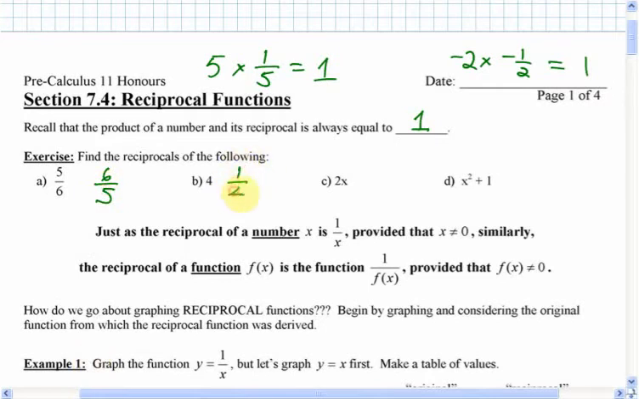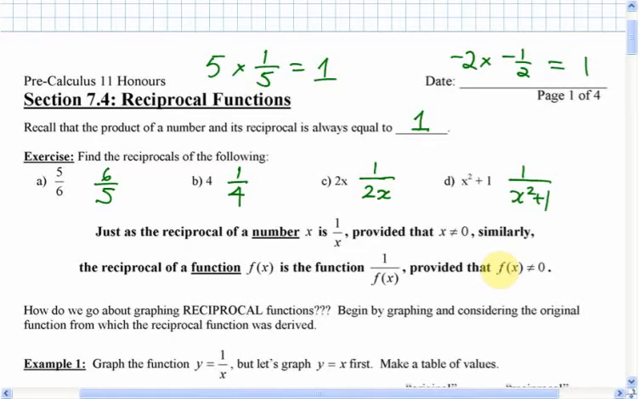Okay, now I'm going to do something different. Instead of a number, I'm going to give you an expression. 2x. 1 over 2x. And then how about the next one? x squared plus 1 then? 1 over x squared plus 1. So the same idea works whether it's a number or an expression. The reciprocal just means take the flip or put 1 over it.